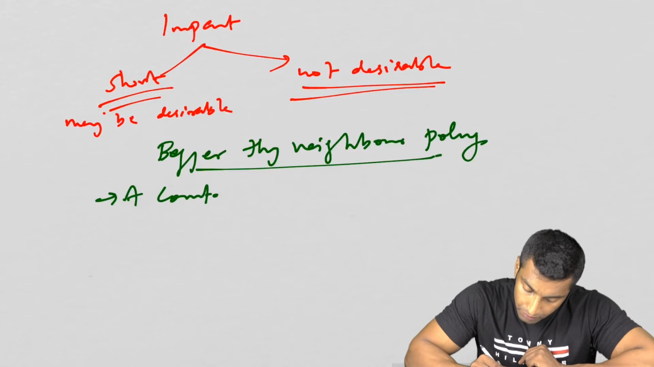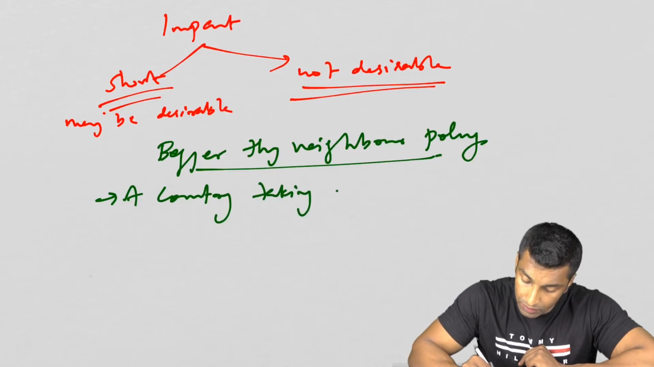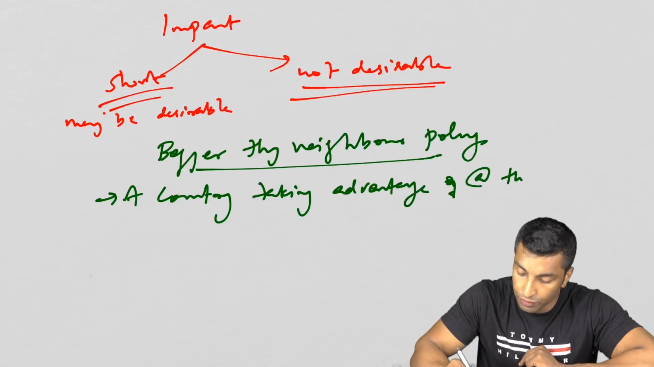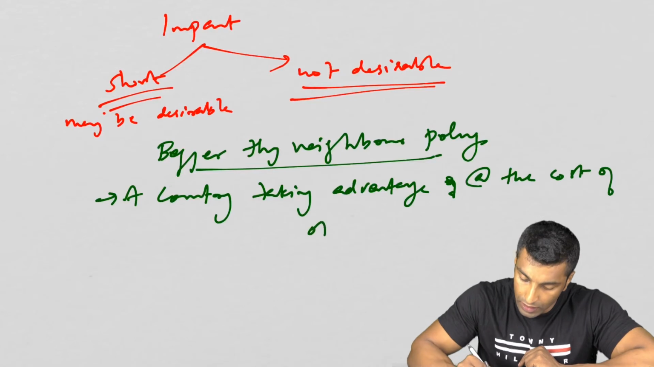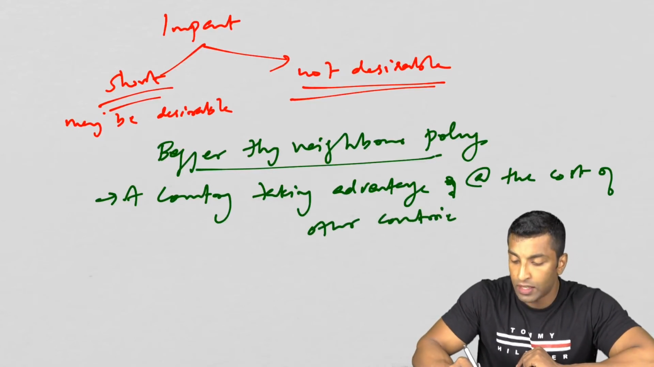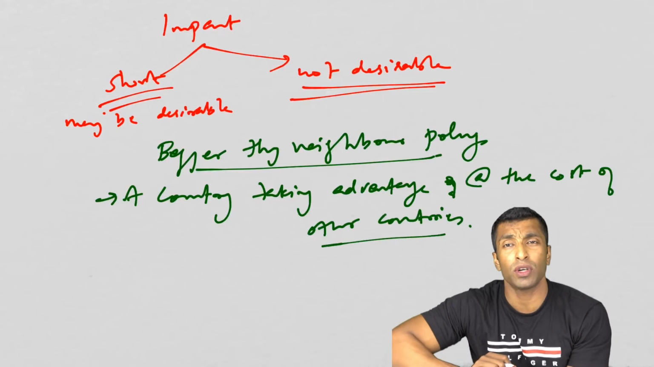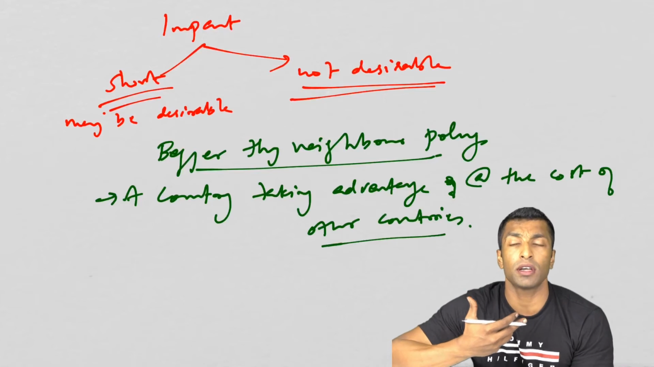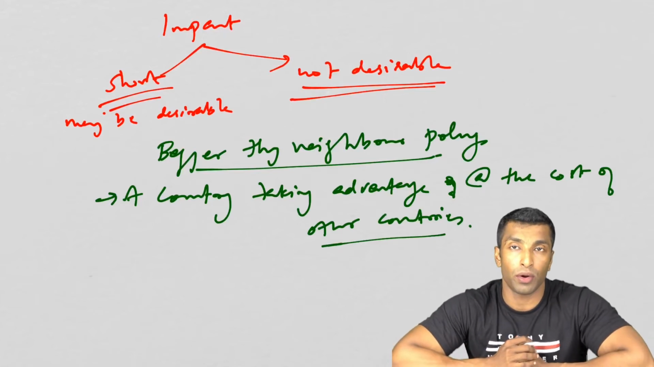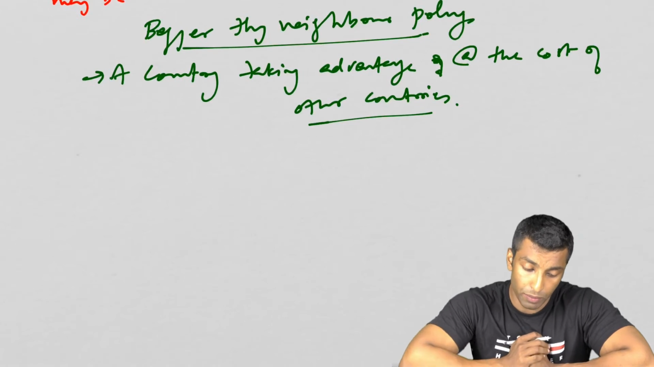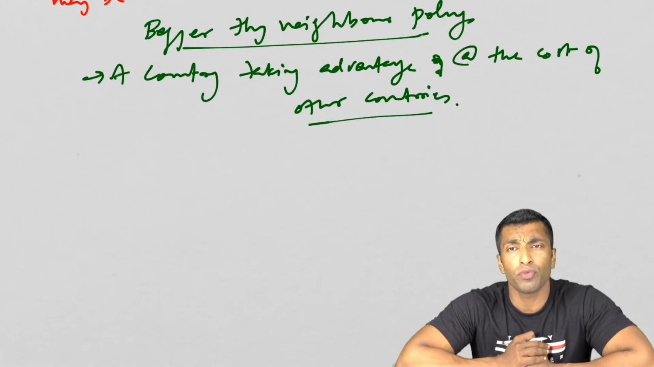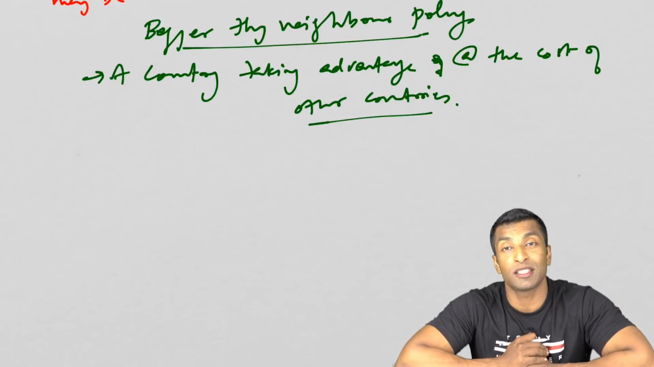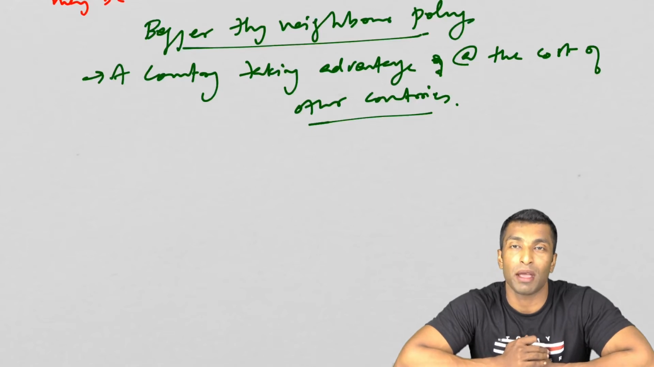A country taking advantage at the cost of other countries. See, when China is exporting to the US this much, the trade deficit of the US is increasing, and more than that, domestic companies are forced to shut down, and that leads to a lot of problems. So protectionist measures. If China hadn't gone for devaluation, the US might not have adopted these protectionist measures, so India's export would also have increased, maybe.